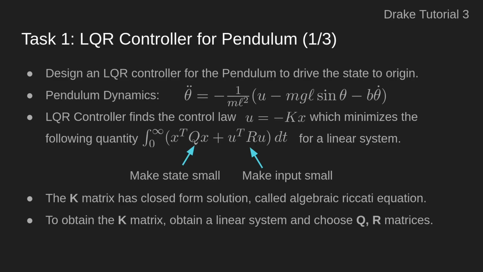Even more surprising is that the matrix K is the solution to a well-known matrix equation called the algebraic Riccati equation, which many Python packages can solve extremely quickly. When I'm using an LQR controller in my research, I like to start with Q and R equal to the identity matrix, and then adjust the diagonal values until I get the results that I want.